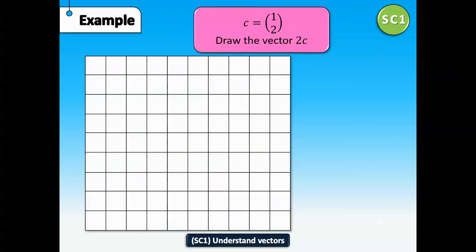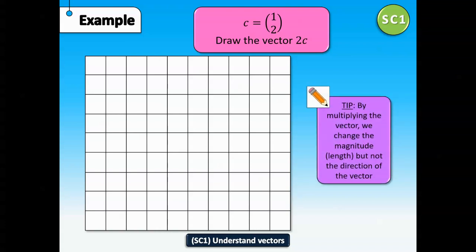This time we want to draw the vector 2c. So by multiplying the vector, we change the magnitude, which is the length, but not the direction of the vector. So if we draw c, which is 1 to the right and 2 up, then we draw c again, which is 1 to the right and 2 up again. So there's vector 2c.